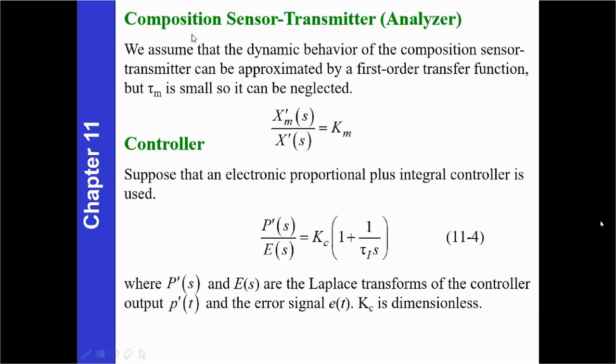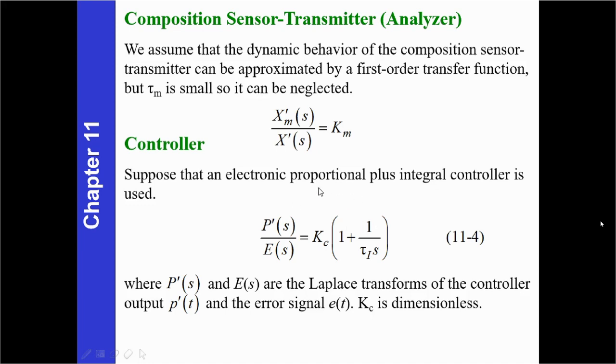So the other elements, remember in total there are 5 elements. The third one is the composition sensor transmitter analyzer. Here we assume that the dynamic behavior of the composition sensor transmitter can be approximated by a first order transfer function. But tau m is small, so it can be neglected. And the controller, the fourth element, we suppose that an electronic proportional plus integral controller is used.